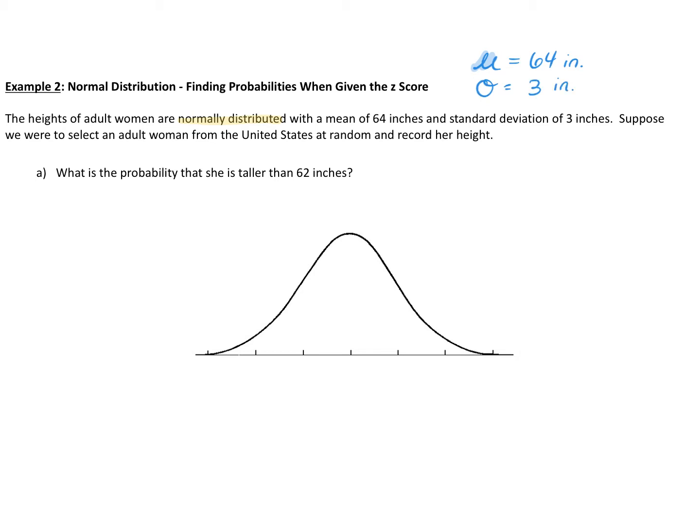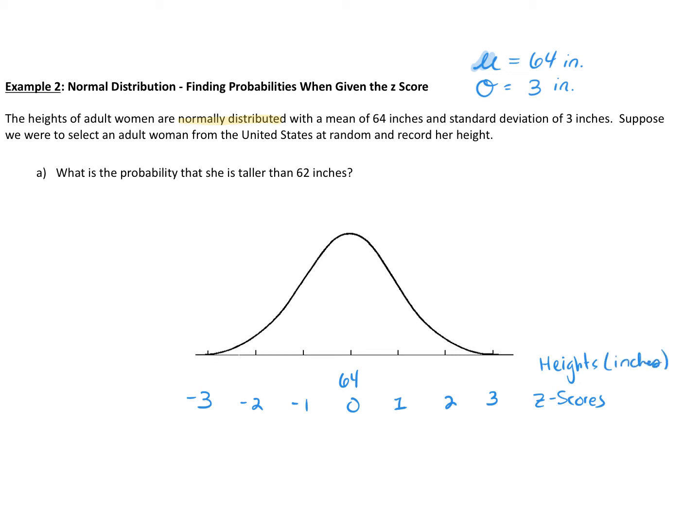Once you have that bell-shaped curve, go ahead and make a sketch of the normal distribution for women's heights, where the mean is going to be at the center of your distribution, and then show the z-scores. So write down the z-scores that are 1, 2, and 3 standard deviations above the mean, and 1, 2, and 3 standard deviations below the mean. So in blue here, these are the z-scores that correspond with the heights that are measured in inches.